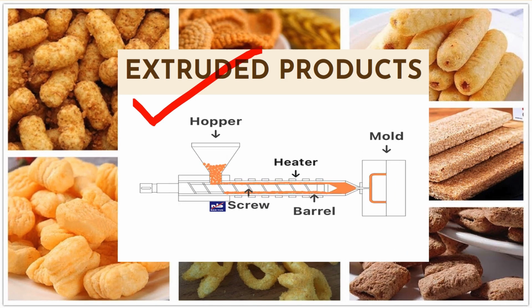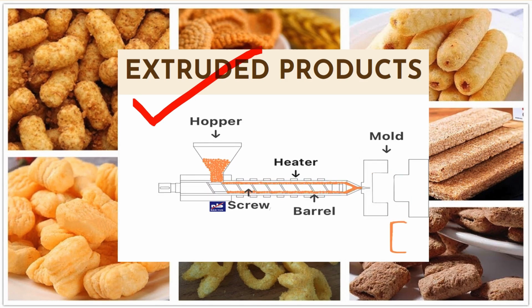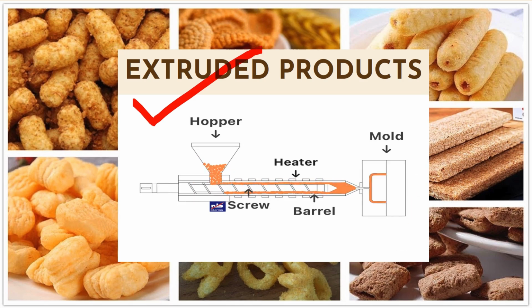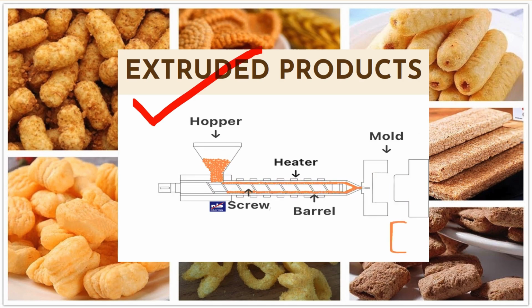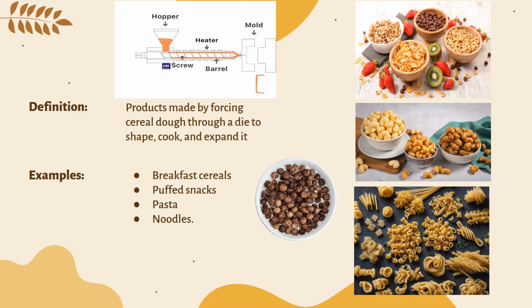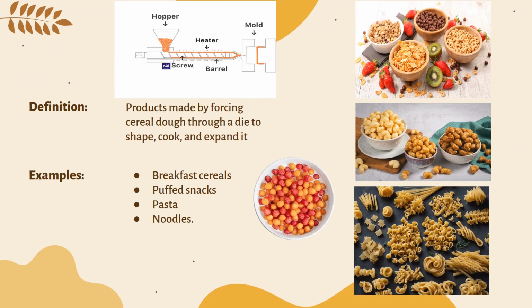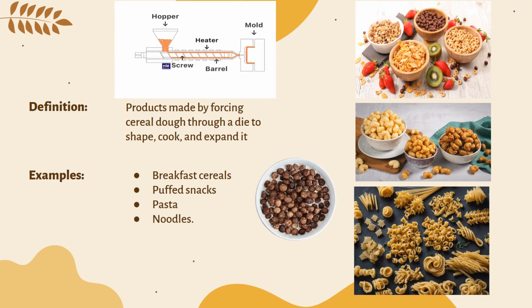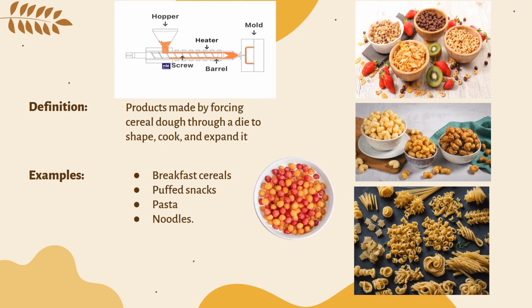Here the hopper is used to push the ingredients, then it passes through the screw barrel and the heater under high pressure and temperature. Then through the die or mold, we can get the desirable characteristics, shapes and size of the product. So these are products made by forcing cereal dough through a die to shape, cook and expand it. A few examples that can be extruded are breakfast cereals, puffed snacks, pasta and noodles.